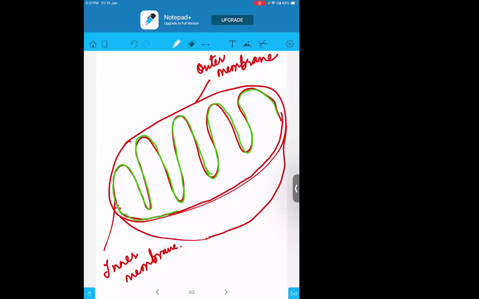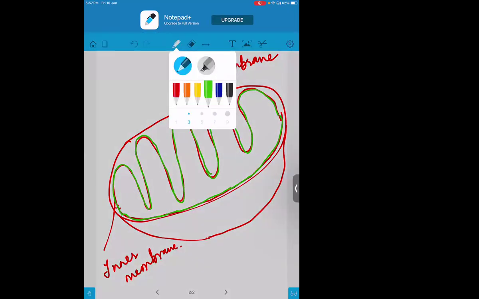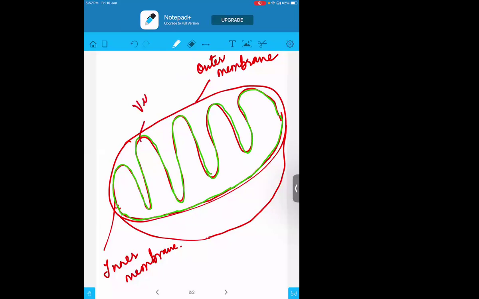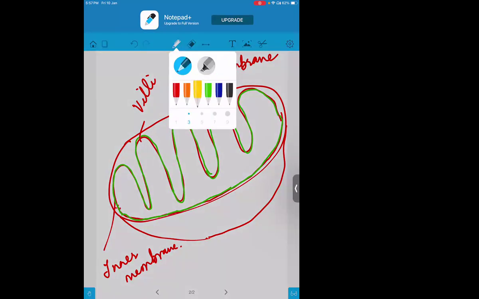This green color, what I have highlighted, is the inner membrane, which has finger-like projections. These are called the villi. Like in the small intestine, you have learned about the villi, in the same way they have the villi. Why do they have this finger-like projection? So that more energy can be stored.